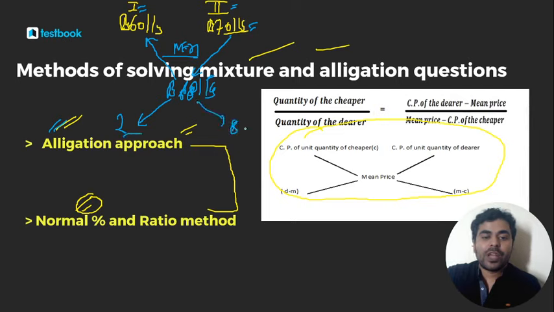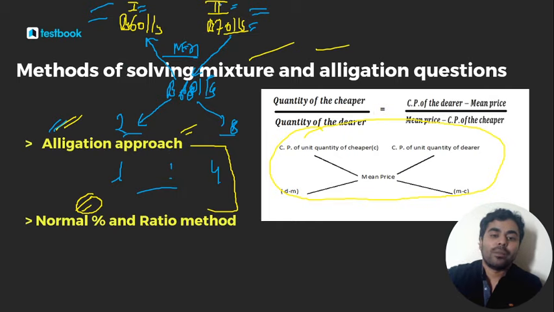The values we get after subtraction are actually the ratios. So we can write here that the ratio is 1:4. This is the ratio in which these two components must be mixed to form a mixture of 68 rupees. So 60 has the ratio of 1 and 70 has the ratio of 4. These must be mixed in the ratio 1:4. And this type of question can also be solved by our basic method.